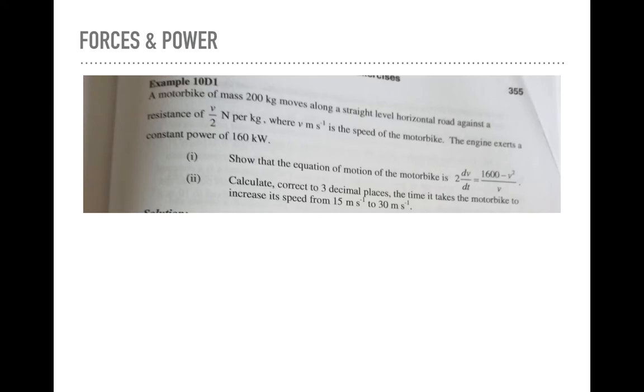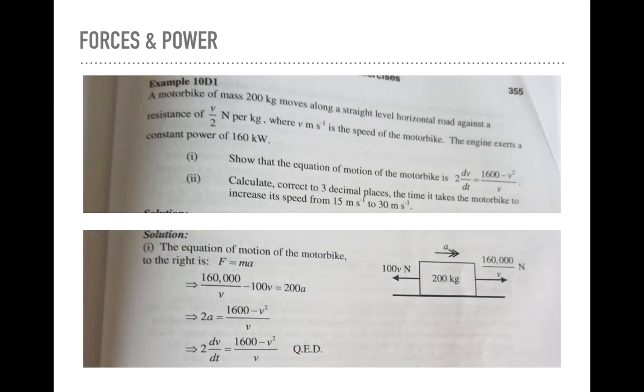So the first thing we're going to do is look at the power thing. So to go from power to a force, we're going to take the 160,000 and divide it by V. And that's it. That just becomes a force then. The second thing is the resistance. So the resistance is likely due to air resistance acting on the bike. It's V over 2 newtons per kg. Now that would be V over 2 newtons if it was 1 kg for the motorbike, but it's actually 200 kg. So the total resistance will be 200V over 2, which is 100V newtons for that particular bike.